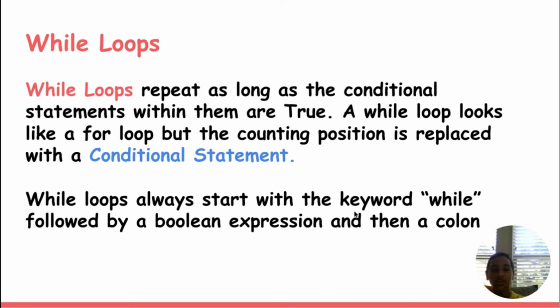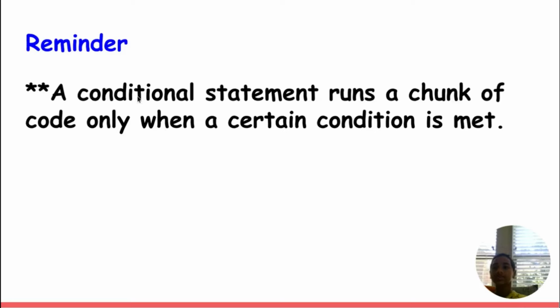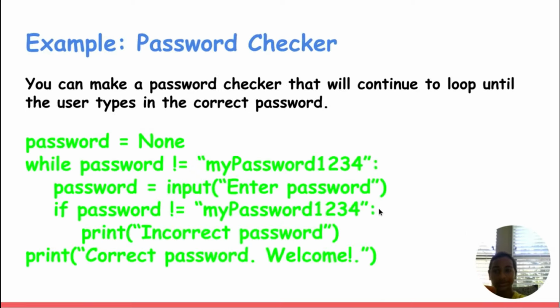While loops always start with the keyword while, followed by a Boolean expression and a colon. Reminder, a conditional statement runs a chunk of code only when a certain condition is met. Only if something is true, then it will run.